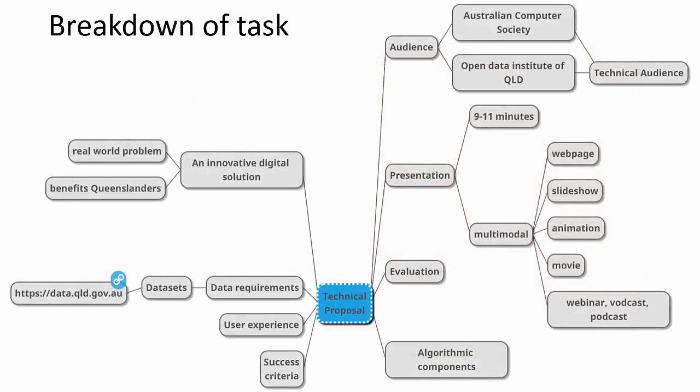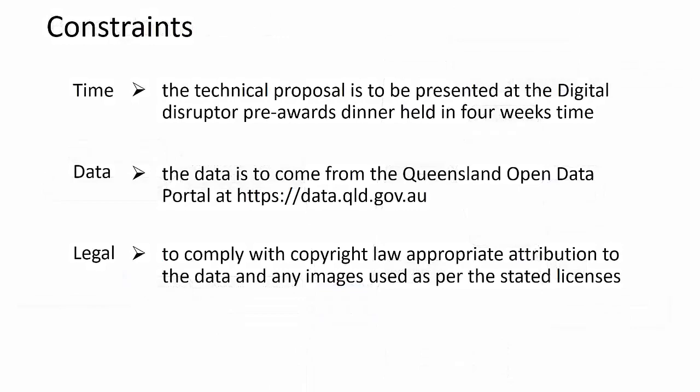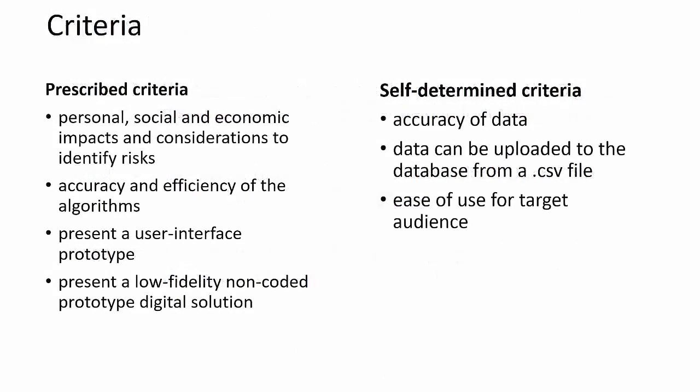These include an evaluation, identification of algorithmic components, success criteria, user experience, and data requirements. Data sets are chosen from the Queensland Data website. The constraints for this project include time, data, and legal. These success criteria have been set.